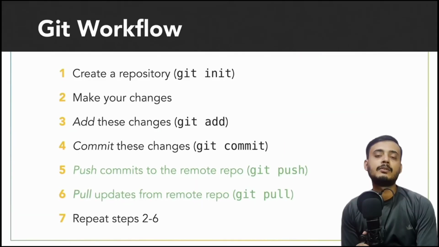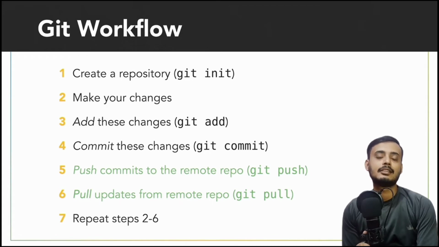When using a local and remote repository, there are a couple of extra steps required in the Git workflow. To make sure everything stays synced and up to date, git push is used to upload the local commits into the remote repository, and git pull is used to download the commits from the remote repository into the local repository.